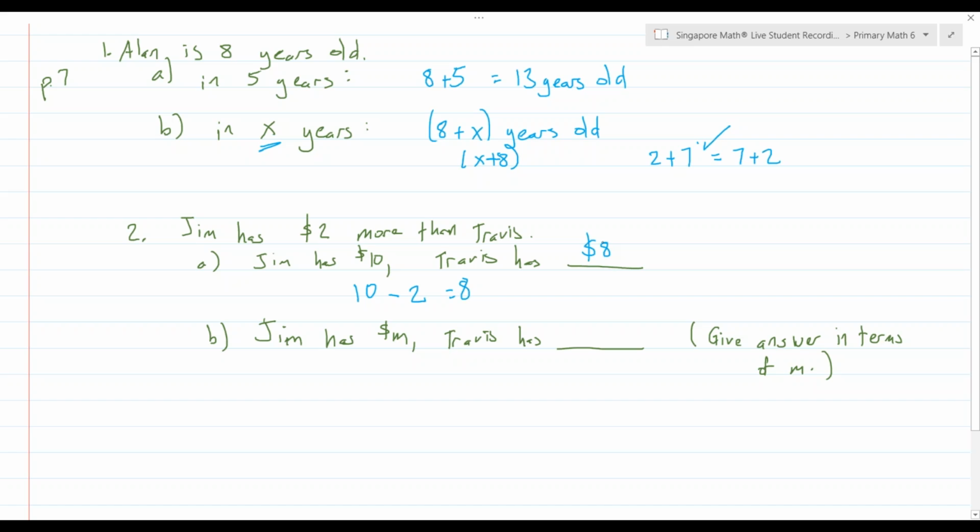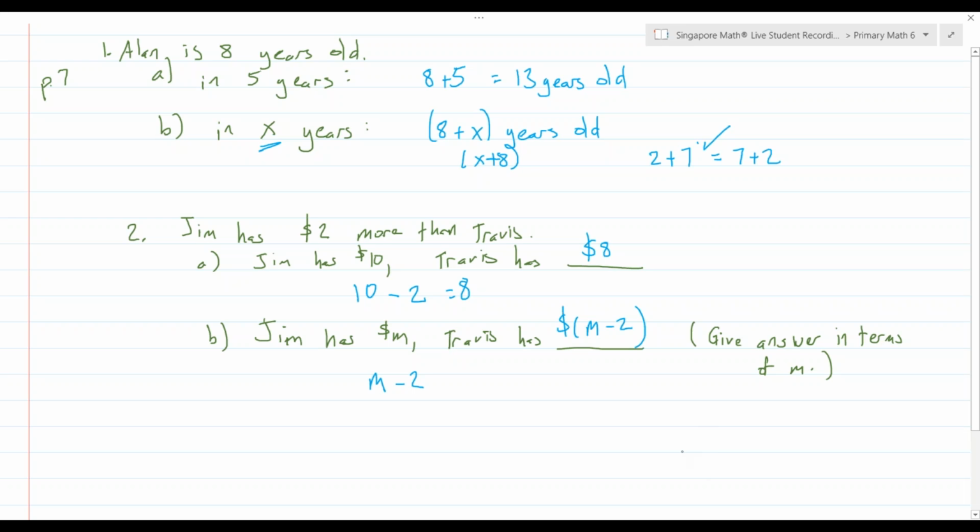But letter B tells us that Jim has M dollars. How much does Travis have? And again, we're going to give our answer in terms of M, which makes sense because I don't know how much money Jim has. I couldn't possibly tell you how much Travis has, but I do know that whatever Jim has, subtract 2, that's going to be how much Travis has. We usually put parentheses around it because it's M minus $2. That M minus 2 is a single number.